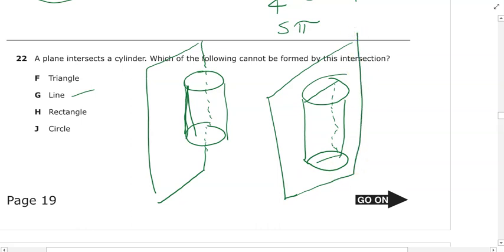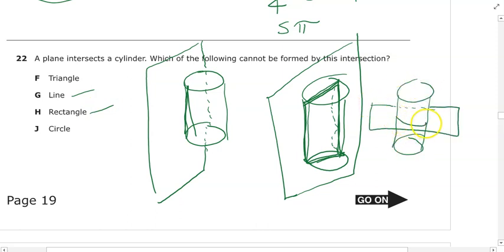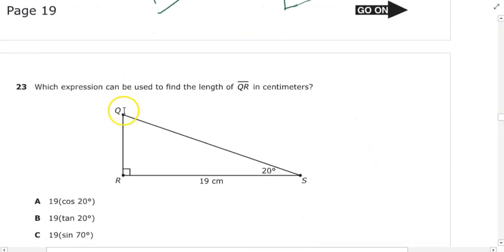As it went through, let's say the plane cut right through the middle, you would get a rectangle right there. Not my best drawing yet, but you would get a rectangle if it cut right through the middle. So there's a rectangle. If you made one parallel to the base, you would get a circle. So the only one you couldn't make on here would be a triangle. So you can't make a triangle intersecting a cylinder with a plane.